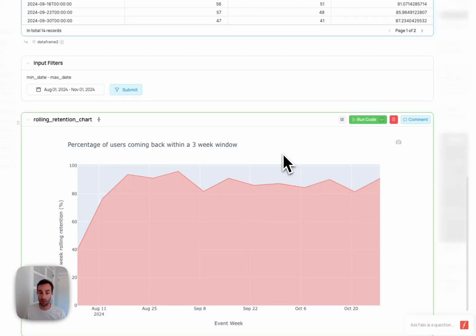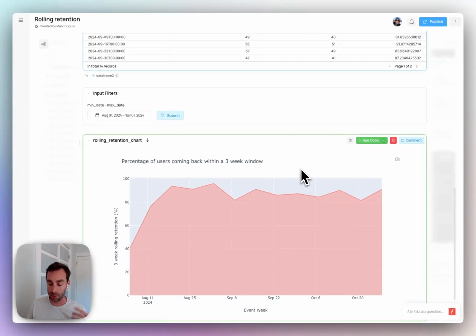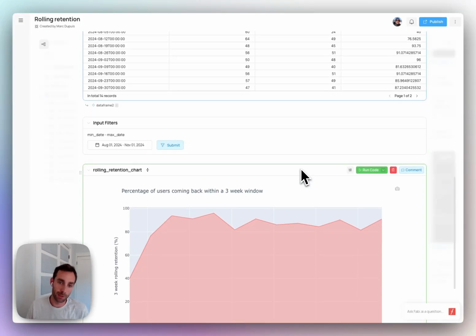So I find this incredibly helpful. It really helps me understand, for existing customers and users, whether we are overall building a more sticky product.